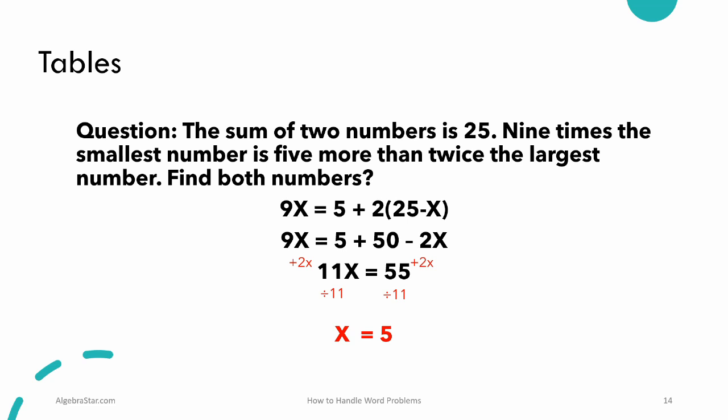But that's not the final answer. That is one of the answers. X, we said, was the smallest number. But we also have to find the biggest number, the larger number. And the larger number we simply said was 25 minus x. Now since we have x, we can plug that back in. And so the larger number is 20. So we found both numbers, they were 5 and 20.